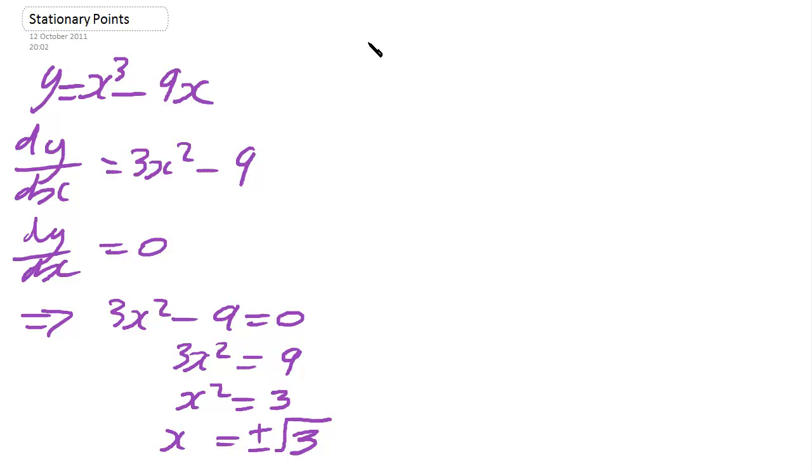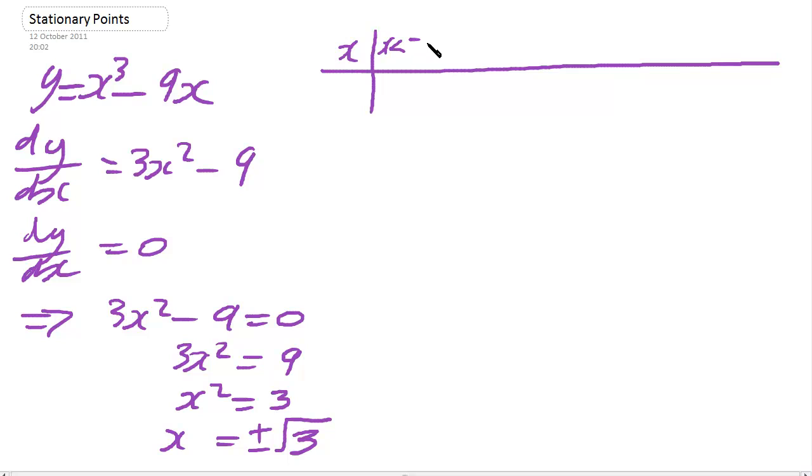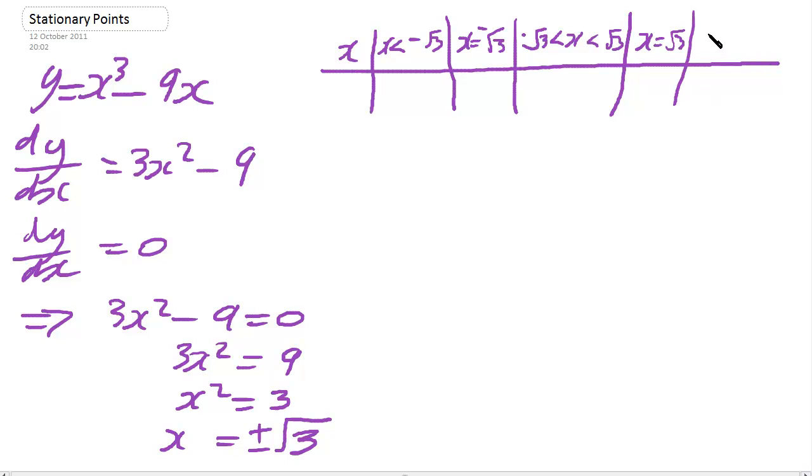Now what we need to do is decide what type of turning point we have. So let's do a little table of values. We're going to have x, and we're going to have x less than minus root 3, x equals minus root 3, minus root 3 less than x less than root 3, x equals root 3, and x bigger than root 3. Well, at these 2 points, we know that dy by dx equals 0.